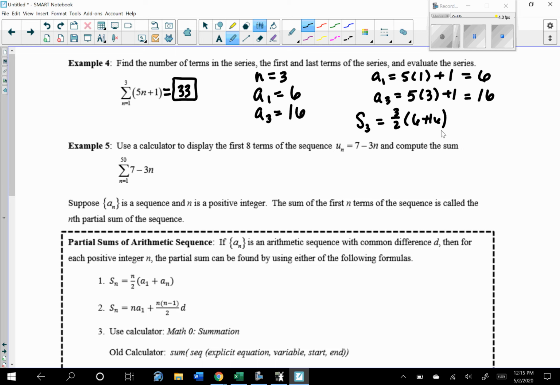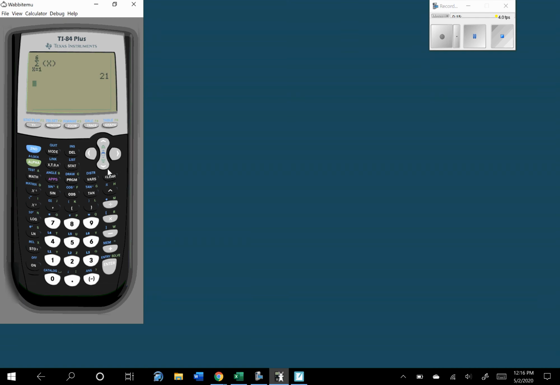Example 5, use a calculator to display the first 8 terms of the sequence u sub n is equal to 7 minus 3n and compute the sum. So let's go ahead to our calculator. So we know that we're finding the 50 terms. So math, go to that summation. And so we have here x from the first term to the 50th term. And so we're going to find the sum first. So we have 7 minus 3x.